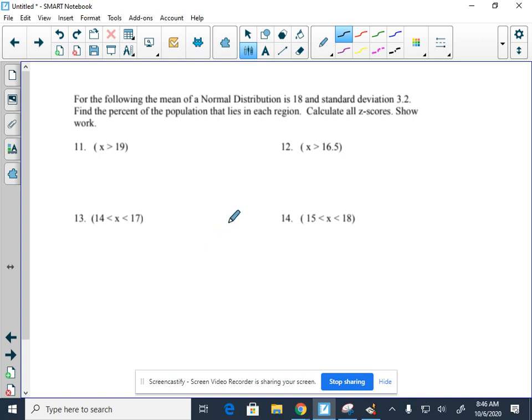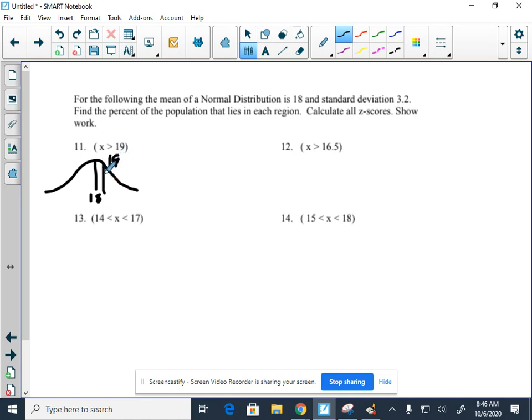So now we've added means and standard deviations to worksheet 2 here. On any test, I look for 4 points. We'll talk about the 4 points, but the first point is that you draw a curve. It says the mean is 18. So if I were to put an 18 in here, then it says x is greater than 19. So 19 is somewhere up here.